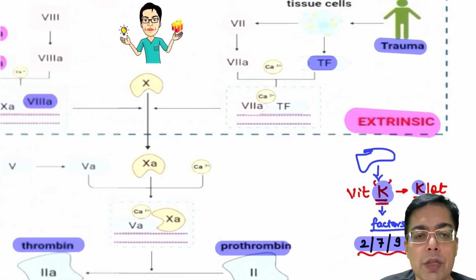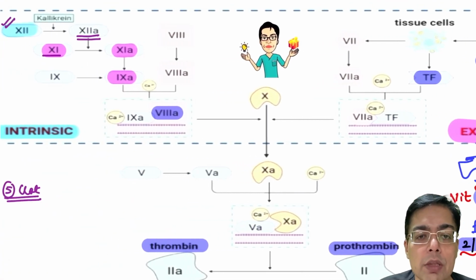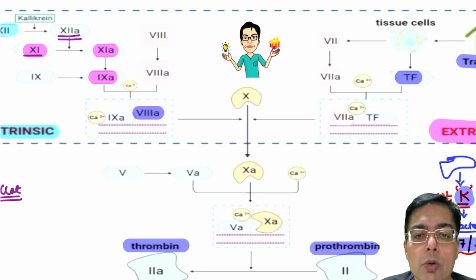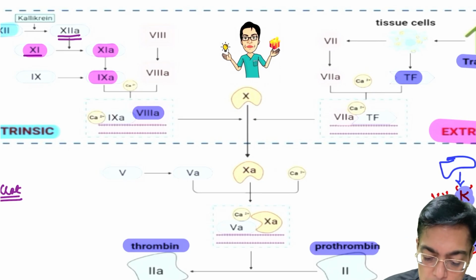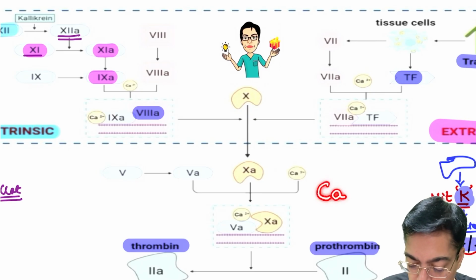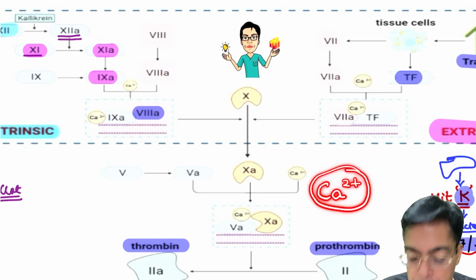If you observe carefully, what you will notice over here is that for the formation of a proper clot, we are going to be requiring the presence of a particular element or a particular cation. What is the cation I'm talking about? I said cation, and that cation happens to be calcium.